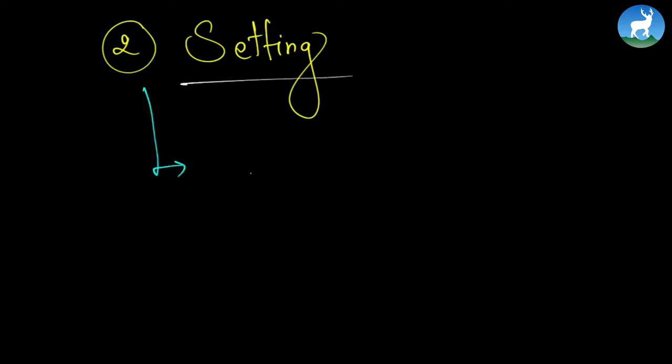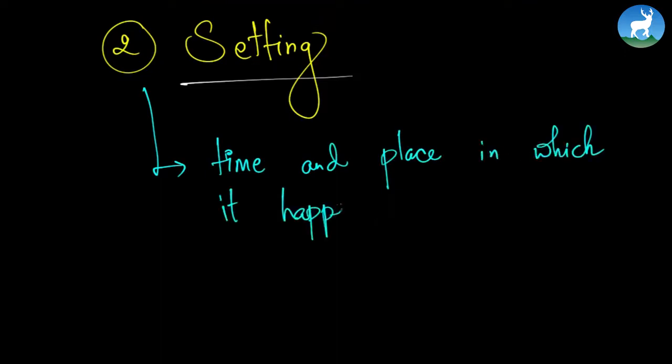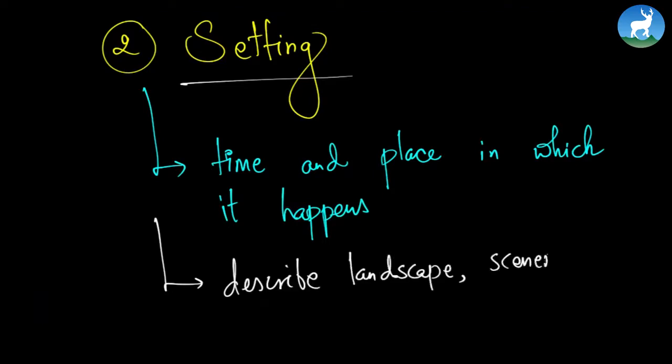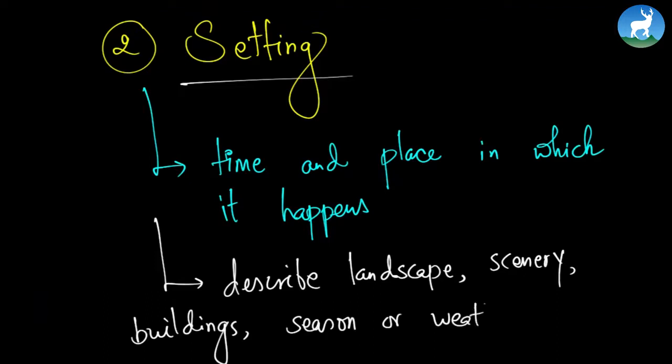Now comes the second element of the short story, which is called setting. And the biggest question is, what's a setting? The setting of a short story is the time and place in which it happens. So it is the time and place where the story takes place. Authors often use description of landscape. Writers describe landscape, scenery, buildings, season, or weather to provide a strong sense of setting.